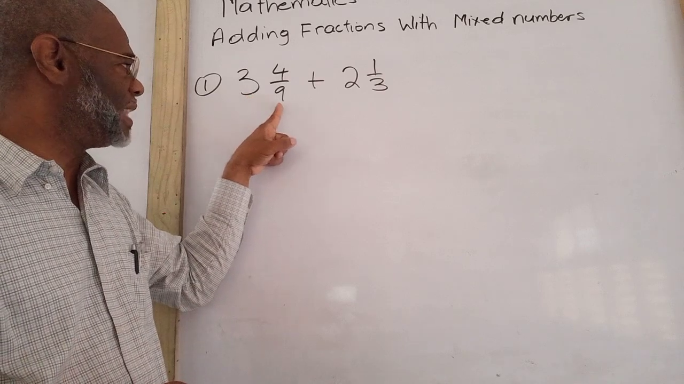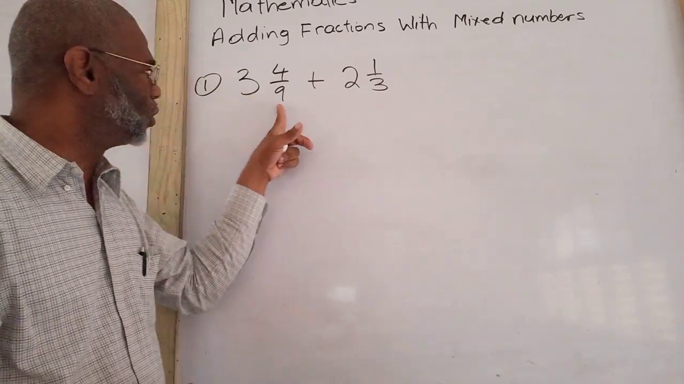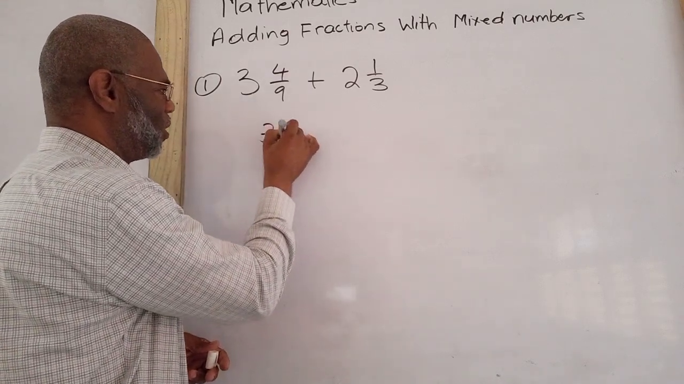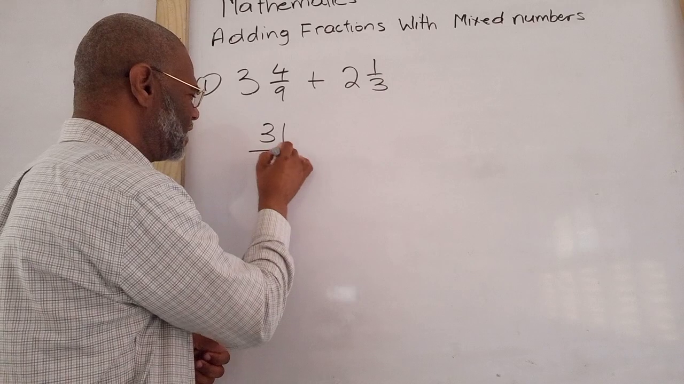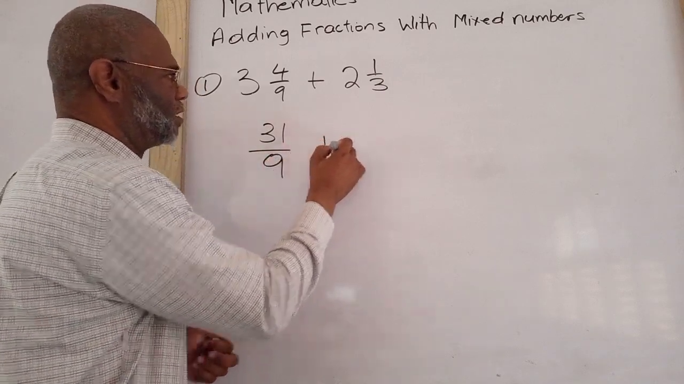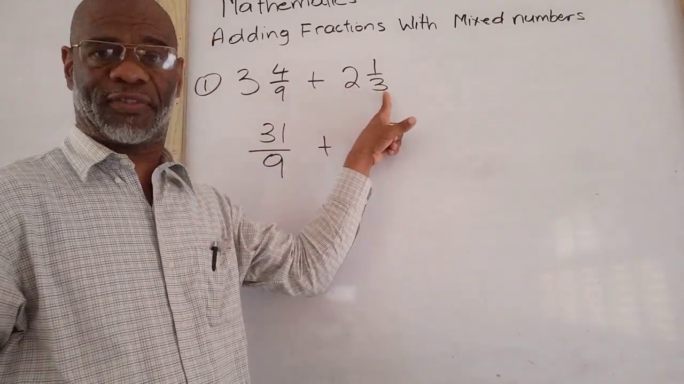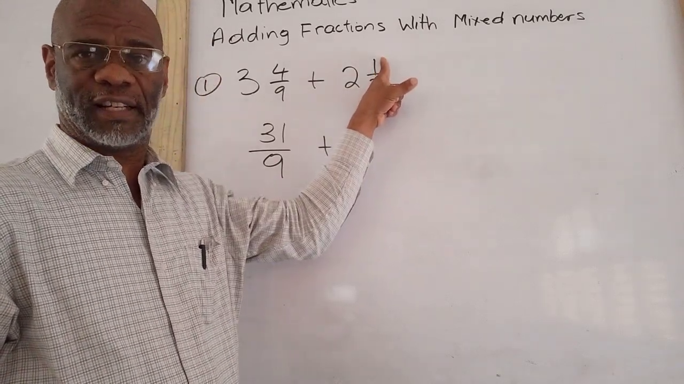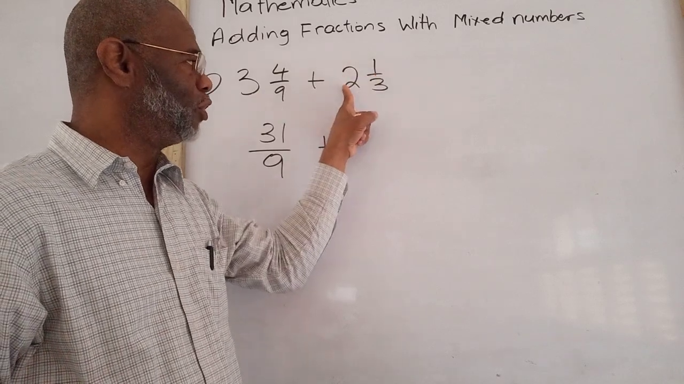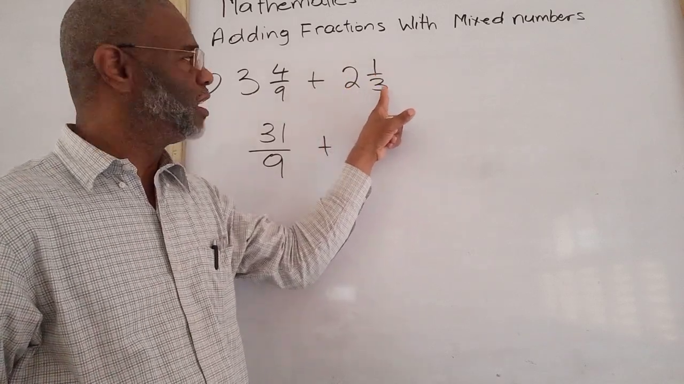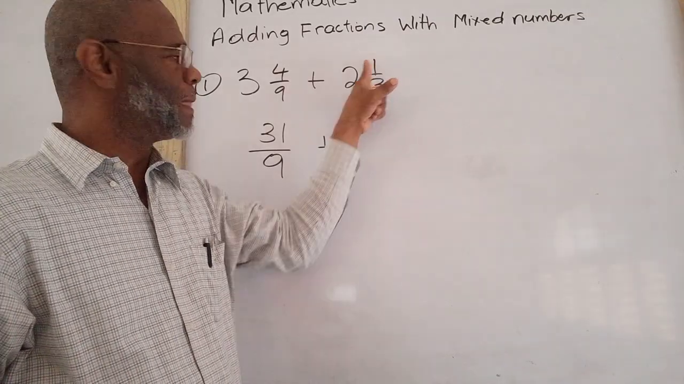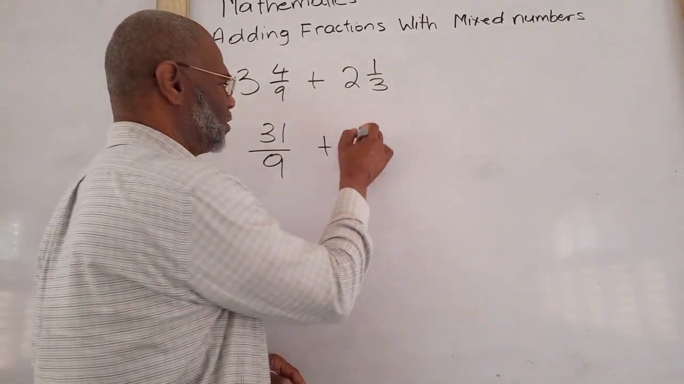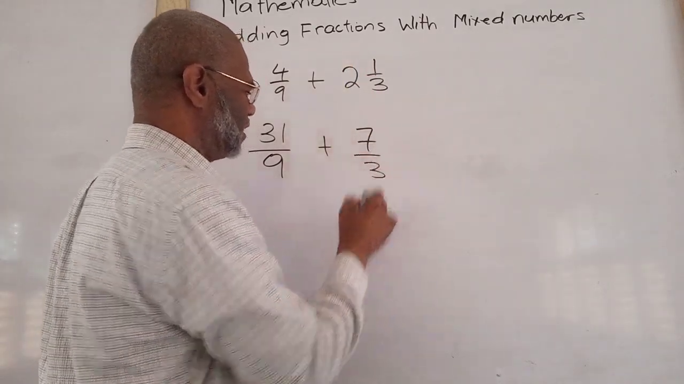So we have 3 times 9 is 27. So 27 plus 4 gives us 31, so 31 over 9. Plus, then we say 2 times 3, that's 6, plus 1. Remember, it's a whole number times the denominator plus the numerator. So 2 times 3 is 6, 6 plus 1 is 7. So that's 7 over 3.